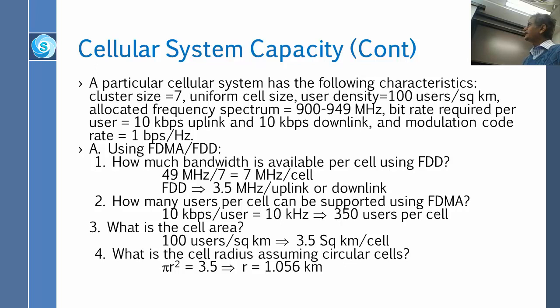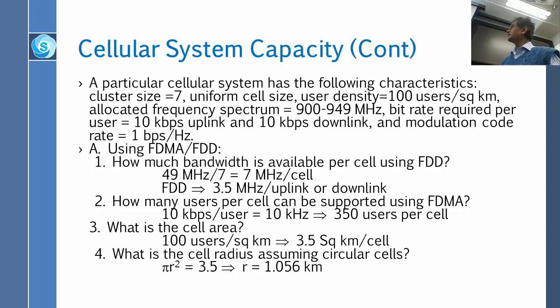So using FDMA slash FDD, because of FDD, it becomes half. If it was not FDD, it would remain the same, right? So you get 3.5 megahertz. How many users per cell can be supported using FDMA? Now, if you have 10 kilobits per user and you're getting 1 bit per hertz, you need 10 kilohertz. And with 3.5 megahertz, you can support up to 350 users.